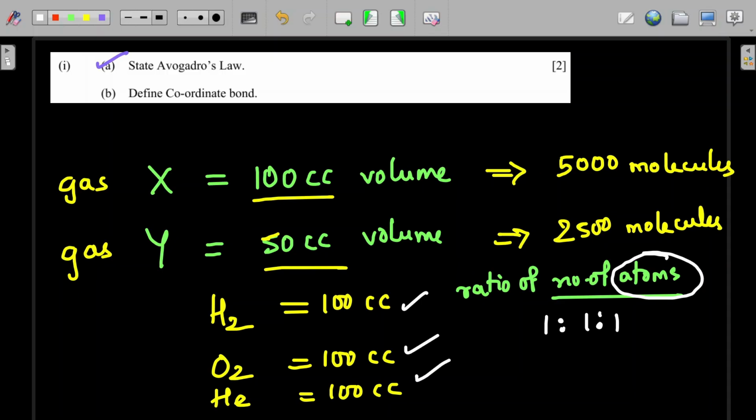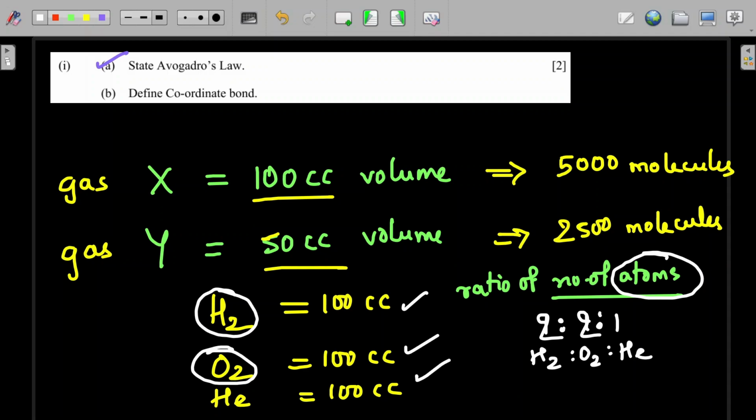Now, sir, what to do? Simple. Hydrogen has how many atoms? 2. Oxygen has how many atoms? 2. But helium will exist as atom only. 1. So the ratio will be 2 is to 2 is to 1, hydrogen is to oxygen is to helium.